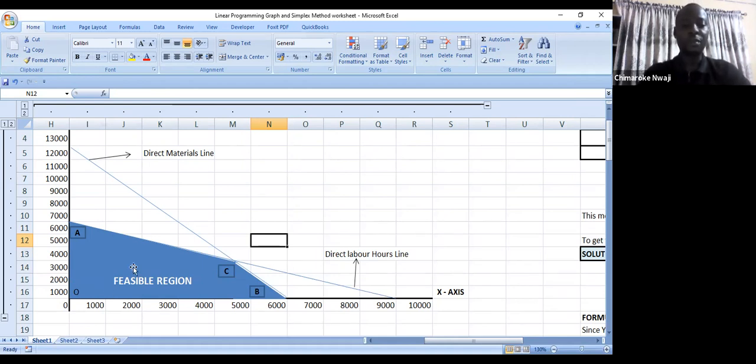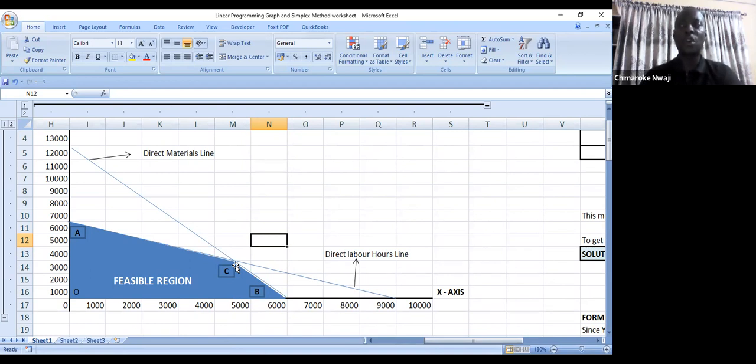Okay, now you start labeling. This point here where the axes meet at the origin is 0. Where the axis meets the boundary of the feasible region, you can call it A. Where the other axis meets this other boundary of the feasible region, you call it B. Now, where these two lines that form the boundary meet is called C.